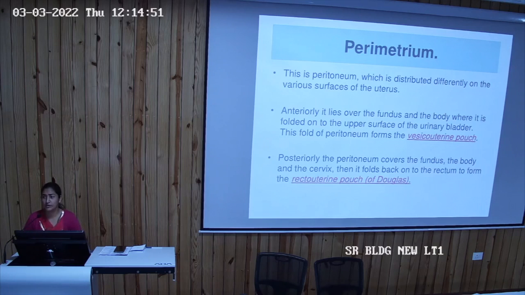So it is present everywhere related to the GIT, the gastrointestinal tract, and the viscera related to it will be covered with the serous lining, which is called the peritoneum. So the peritoneum is related to the uterus also. This perimetrium of the uterus is derived from the peritoneum, so it is covering the outermost layer of the uterus.